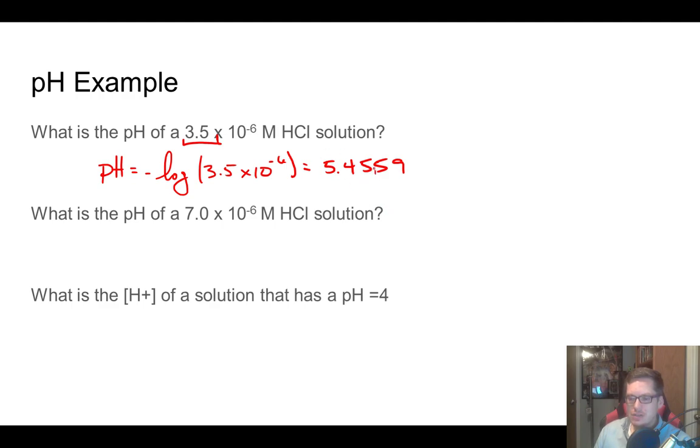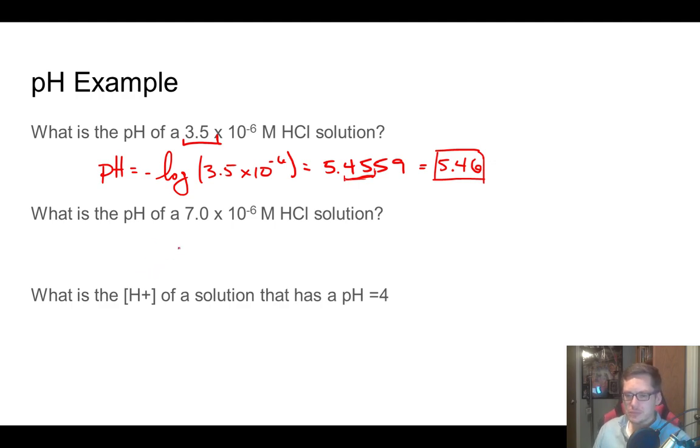So your sig figs actually start here. These two are your significant digits. This is a placeholder. This tells you how many this is. Okay, and so what this becomes really is 5.46. So that's the correct number of sig figs to calculate our pH. All right, so that's the pH of this solution. So if we had 3.5 times 10 to the minus 6 molar HCl, it would be at a pH of 5.46.